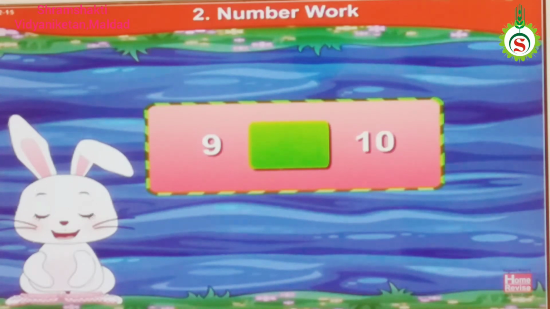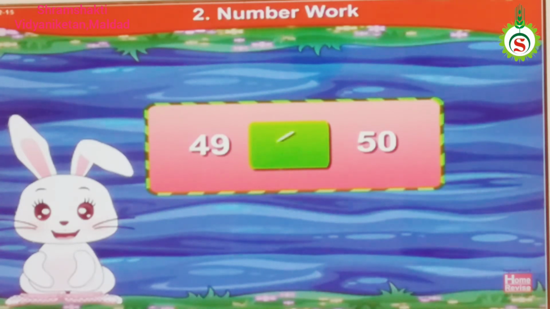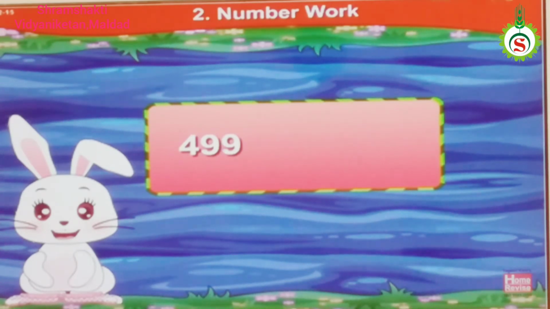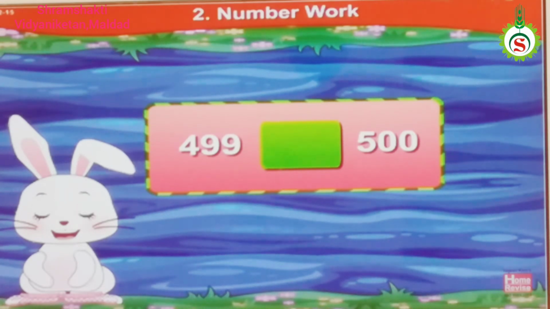9 box 10. 9 is smaller than 10. So we put the symbol of smaller or lesser towards 9. 49 box 50. 49 is lesser than 50. So we put the symbol of lesser facing towards 49 in this manner. 499 box 500. Again, 499 is lesser than 500. So we put the symbol of lesser towards 499.